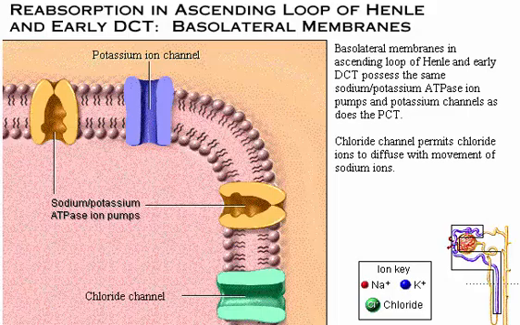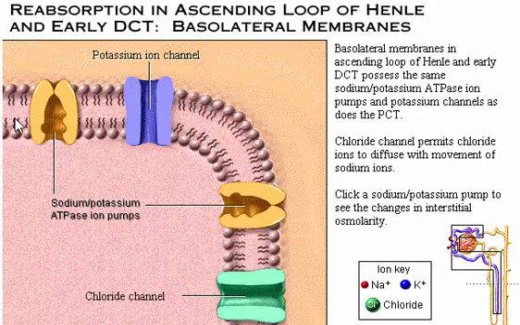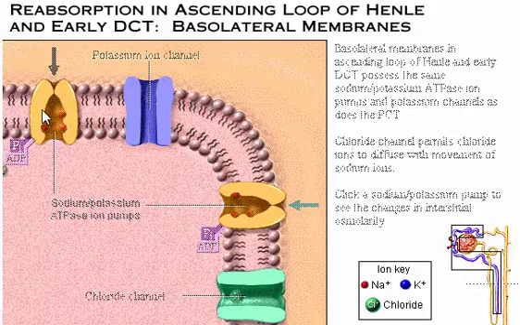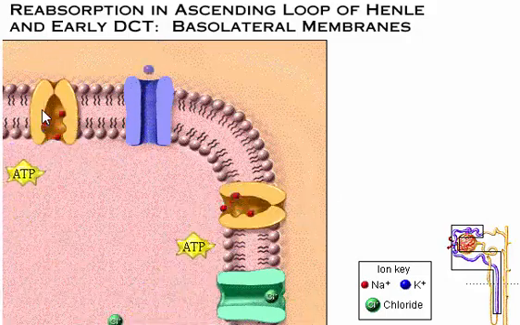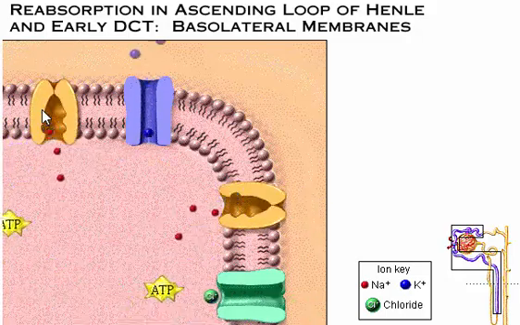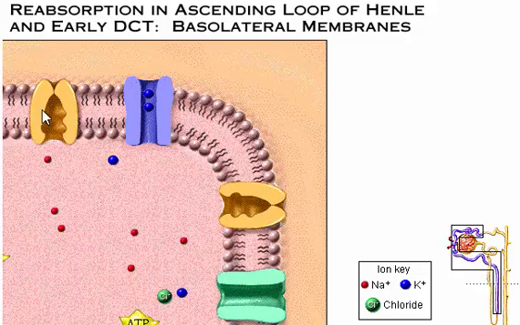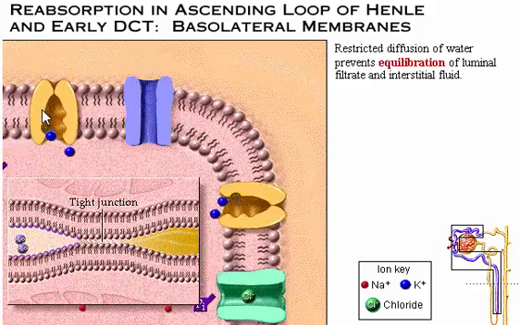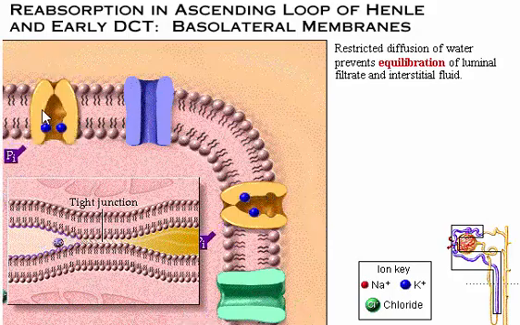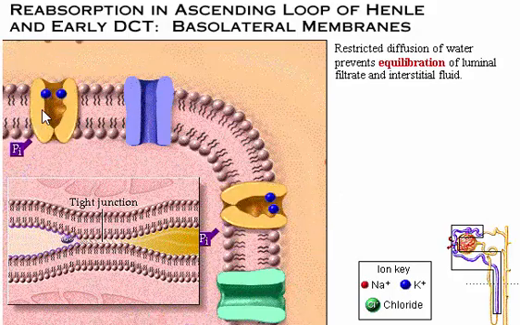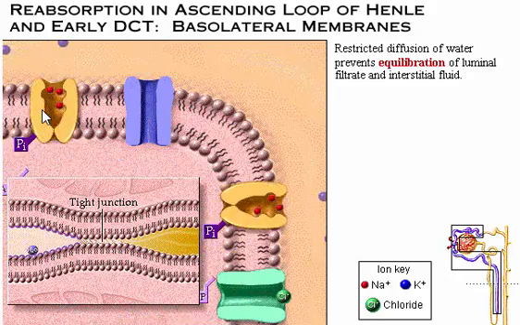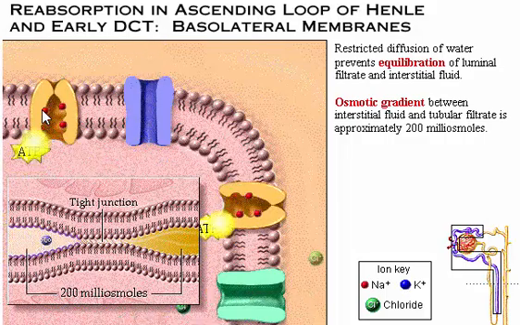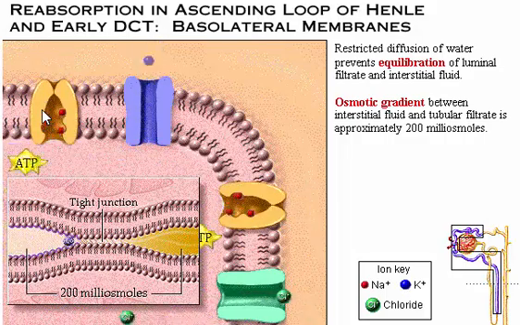The increasing osmolarity of the interstitial fluid is the result of sodium, chloride, and potassium ions being reabsorbed from the filtrate and transported into the interstitial space. The restricted diffusion of water out of the filtrate, as seen on the previous page and in this pop-out view of the tight junction, prevents equilibration of the filtrate and interstitial fluid. The cells of the ascending limb of the loop of Henle are able to maintain an osmotic difference between these two fluids of approximately 200 milliosmoles. The significance of this reabsorption pattern will be explained later in this topic.